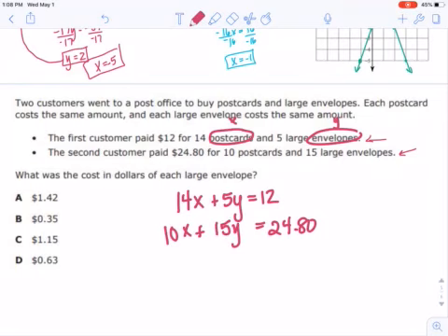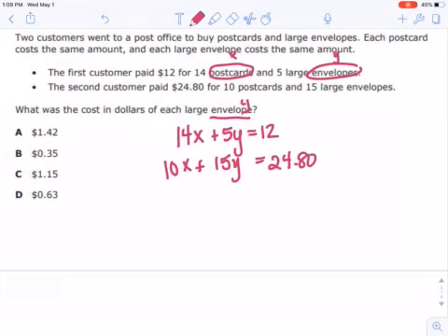Okay, well, I've created my system. I have a nice pretty set of equations here for my system. However, I need to solve it. What was the cost in dollars of each large envelope? In other words, I'm looking for the y. Well, I need to solve this using one of those methods, and honestly, this is more set up for elimination than it is for graphing. In order to graph this, I would have to change everything to y equals mx plus b, and that might take too long. So instead, I'm going to solve this using elimination.